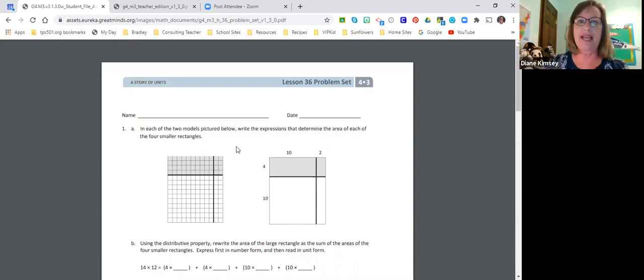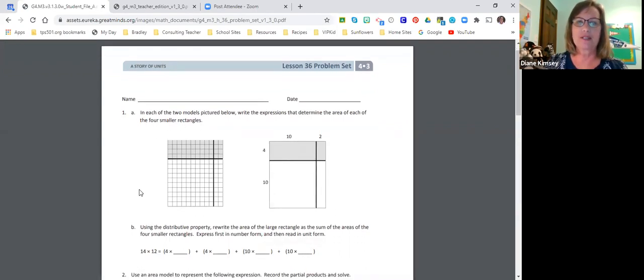So let's even look here at A to B, the difference from A to B. In each of the 2 models pictured below, write the expressions that determine the area of each of the 4 smaller rectangles. And so if you look at the first one, is showing each and every single one of the squares inside of the area model. Over here on the second one, it's using the numbers. And so the kids need to know that the 4 is going to go over here on the left, 10 on the top, 2 on the top. All right. And so this represents 12 times 14.